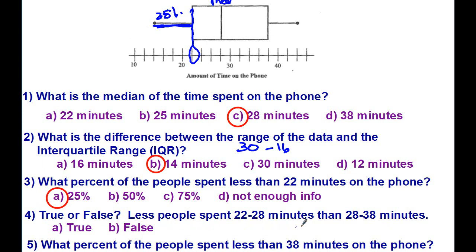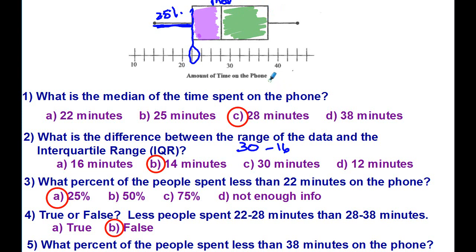Less people spent 22 to 28 minutes than 28 to 38 minutes. The answer is false. So let me put on my highlighter. Less people spent 22 to 28 minutes. So here's my 22. 28 minutes goes to here. So we're talking about right here. They're saying less people spent this amount of time than 28 to 38 minutes. So we're talking about the two sides.